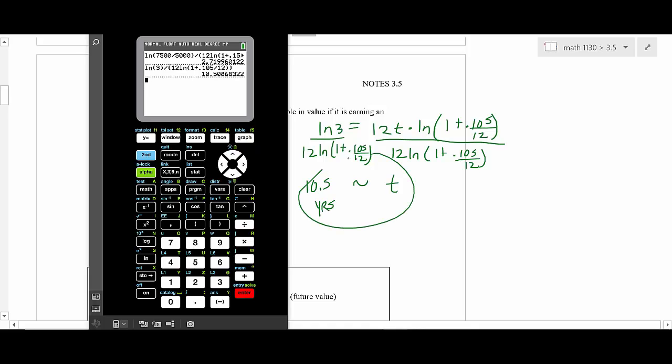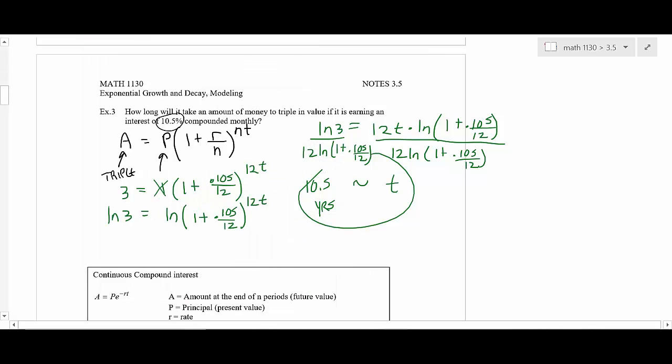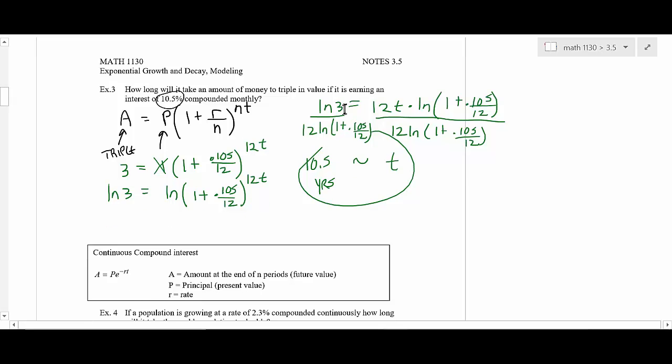So whenever you're doing like tripling or doubling, I don't have to give you the original amount of money because it doesn't make any difference. The thing that happens on this is if you started with a penny, it would still take 10.5 years for that penny to change into 3 cents. Okay, it doesn't make any difference. Okay, does that make any sense? It sounds kind of weird, but that's the way it works. Okay, it takes $1 million to go to $3 million in the same amount of time. That's how exponential equations work.